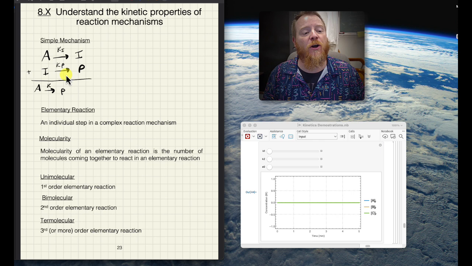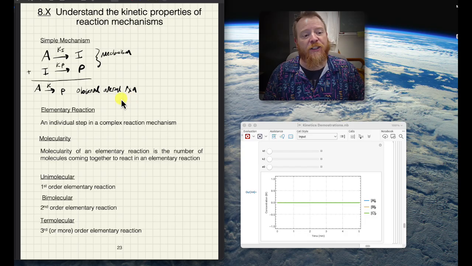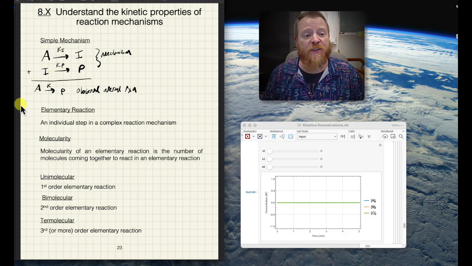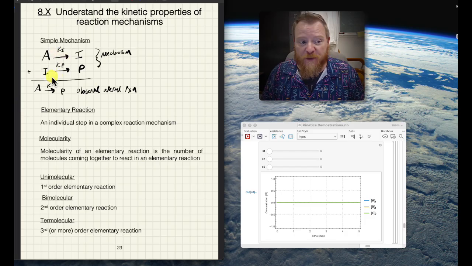And what's important to note here in our observed reaction, so let's put some things down. So this is our mechanism, and this would be our observed overall reaction. We don't know the order of A in this observed overall reaction because we don't have the full details of this mechanism yet.